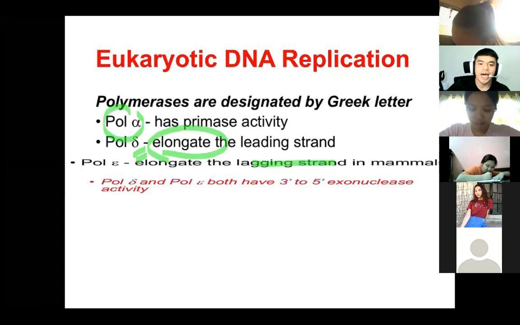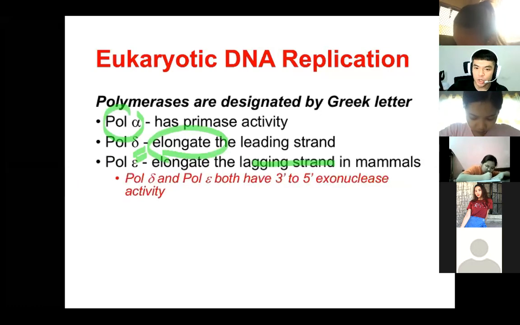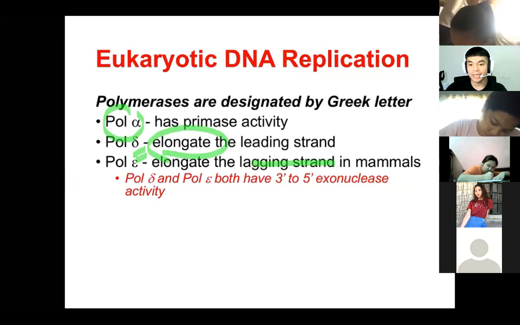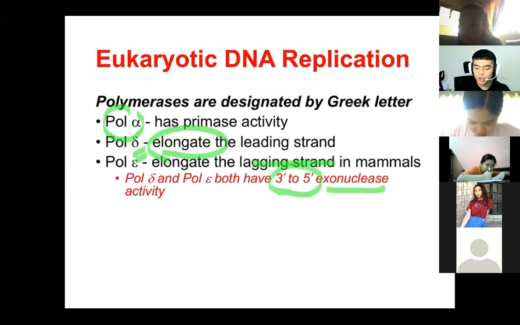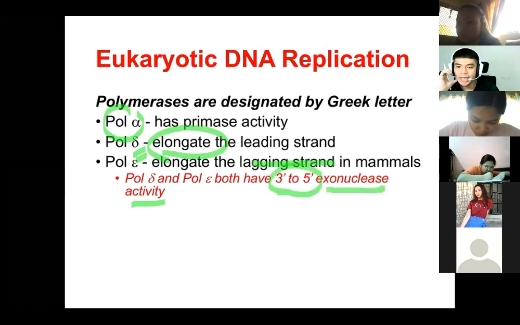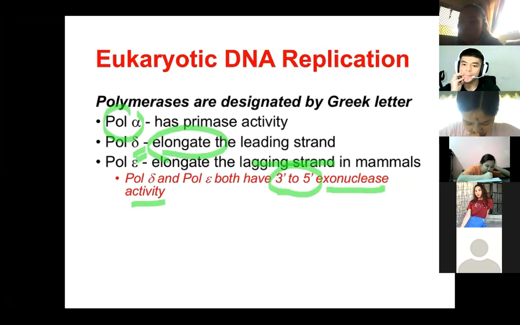Okay, next. We also have polymerase epsilon. Ang epsilon naman ay designated in elongating the lagging strand. Okay, lagging strand. So both polymerase delta and epsilon, they both possess 3' to 5' exonuclease activity. What's exonuclease? Is it elongation or proofreading? Okay, very good. It's proofreading.